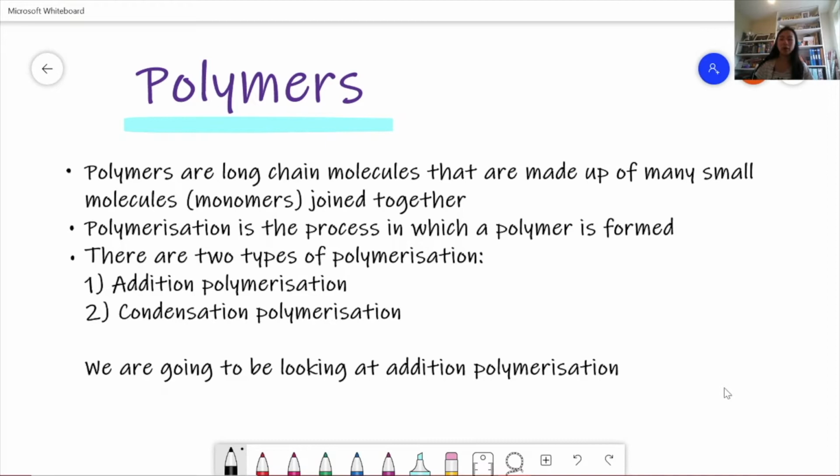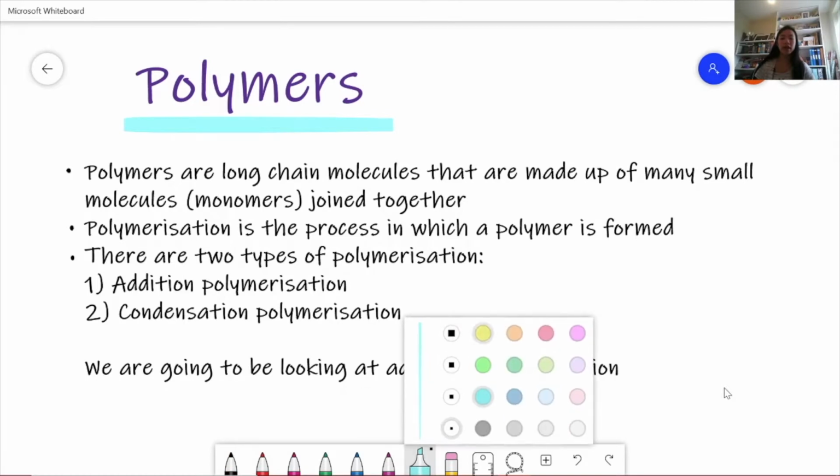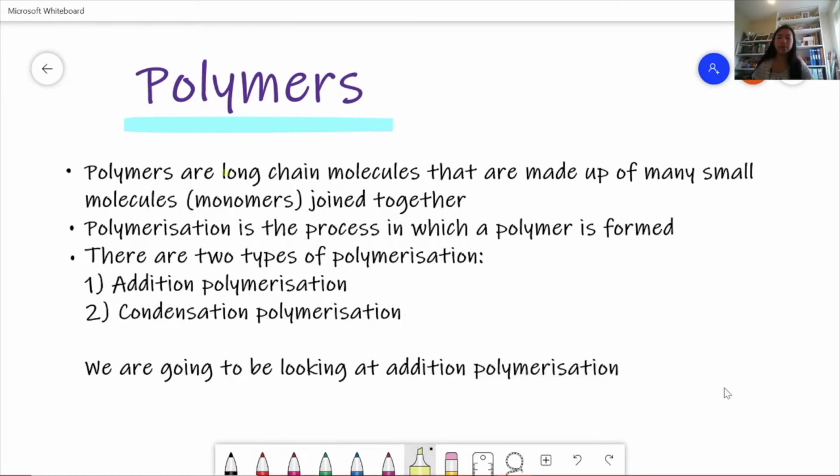Now we're going to look at polymers. So polymers are long chain molecules that are made up of many small molecules, which we call monomers, all joined together. So things to remember are that they're long chained and they're made up of monomers, which are joined together. And polymerization is the process in which a polymer is formed. And there are two types of polymerization. We have addition polymerization and condensation polymerization. So right now we're going to look at addition polymerization.